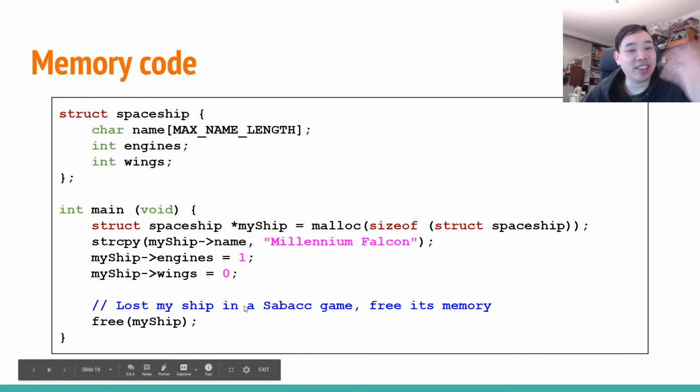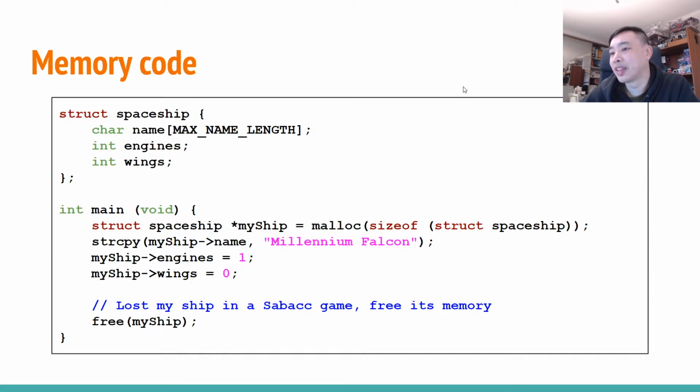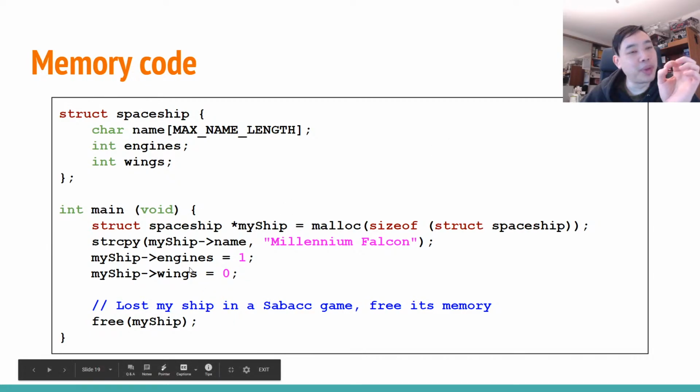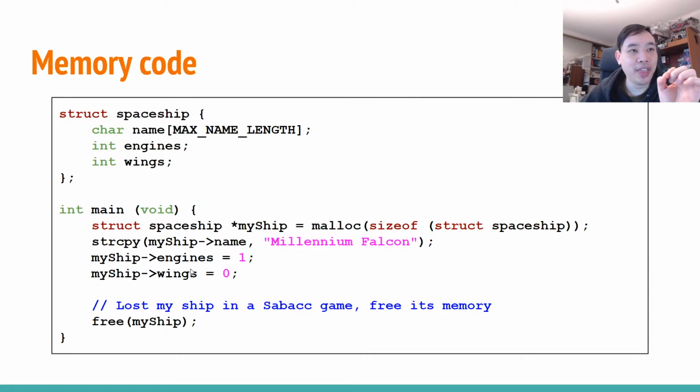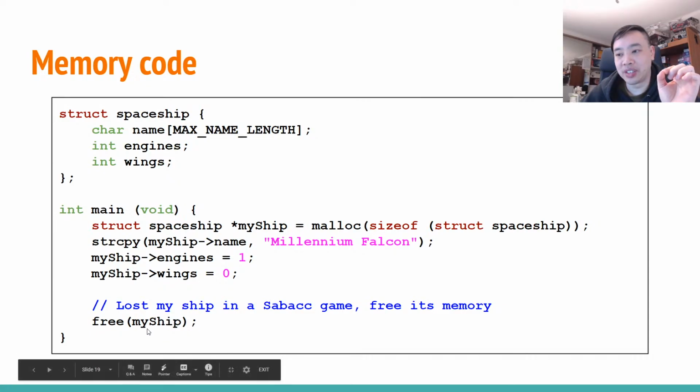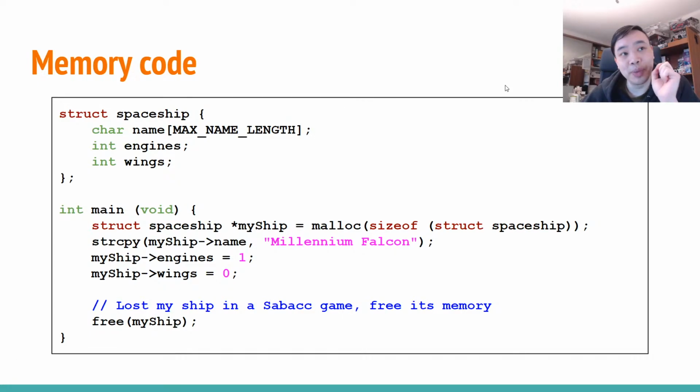Then let's say I lost my ship in a game of Sabacc, so I'm going to free its memory. The ship is free, it's gone. I don't have control over it anymore, so I free the ship after I've used it. So this is the basics. When it gets deeper, we will get to the idea that sometimes we can allocate lots of little pieces of memory, and freeing them becomes quite complicated. I think people have a decent understanding of this because you had to do a lot of work with that both in tutes and labs and in the second assignment.